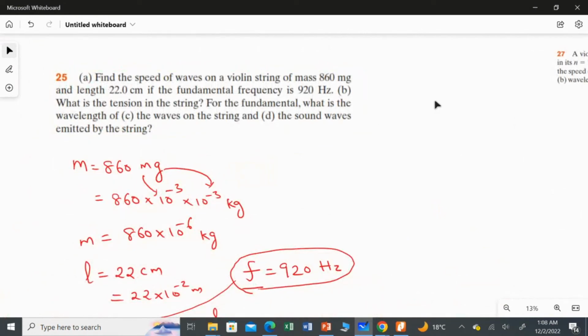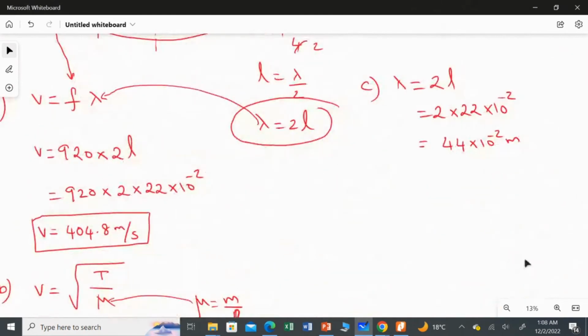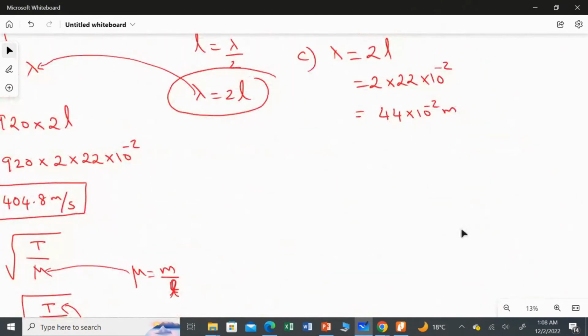For the fundamental, what is the wavelength of the sound waves emitted by the string? So now we have to find what should be the sound coming out of the string. For that we need the speed of the sound in air. So therefore for the part D, I'm going to use the rule V equals frequency multiplied by lambda, and we are going to find the wavelength emitted by the string. Therefore lambda is equal to speed over frequency.